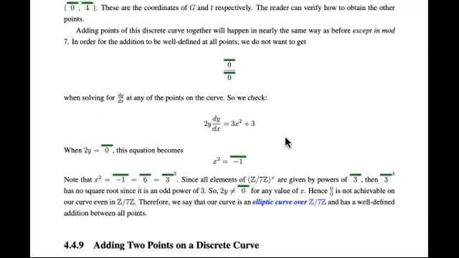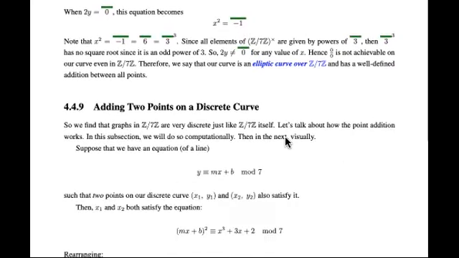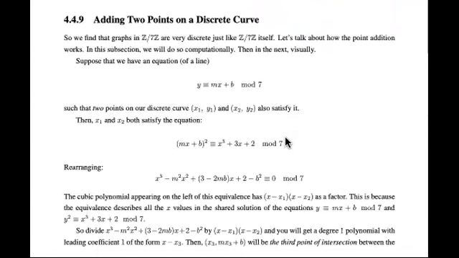Does that really work, though? Let's take a look at the next little subsection: adding 2 points on a discrete curve. Let's suppose that we have 2 points on a discrete curve. We have an equation of a line, mod 7, and the 2 points on the discrete curve also satisfy this.